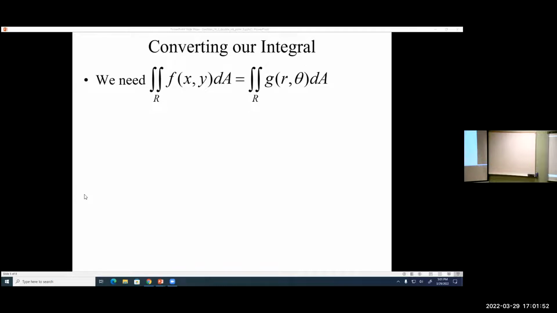Basically, what we're doing with polar is it makes some integrals easier to deal with. So we need to decide when we want to do that. Well, like we said, when the region is circular, all you need are your transformations. X is r cosine theta, y is r sine theta, and x squared plus y squared equals r squared. Those three things.